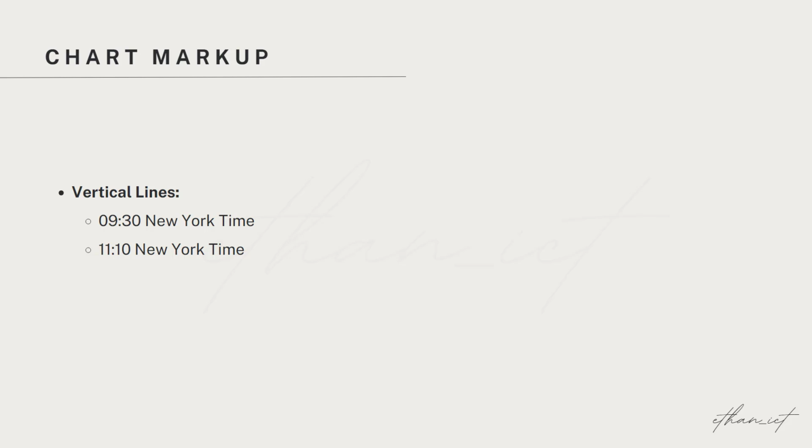For this mechanical entry model, I recommend getting to your desk at 9 a.m. latest, so you have time to do a quick chart markup and to determine your higher time frame bias. For chart markup, there will only be one type of annotation required, and that would be the vertical lines. For vertical lines, every morning plot a vertical line at 9:30 a.m. and 11:10 a.m. New York time.